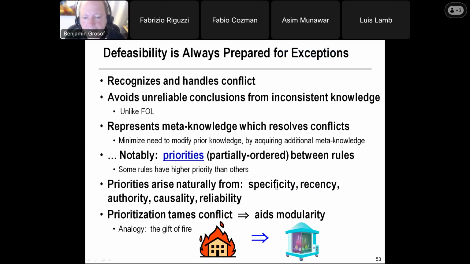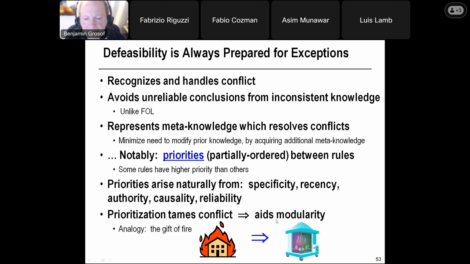avoids generating unreliable conclusions the way that classical logic does, represents meta-knowledge that resolves the conflict, and notably these priorities, which naturally arise from, say, one source of a rule being more recent or authoritative or reliable than another, or perhaps a rule or group of rules being more recent than others. That's important, say, in law and policy, or generally in engineering when you have updates to your specifications. Also, priorities arise naturally from causality. Say an action's causal effects override persistency as a defeasible, like ceteris paribus. Otherwise, things stay the same in the state of affairs, so that fluents conflict, but then you have priorities between them.